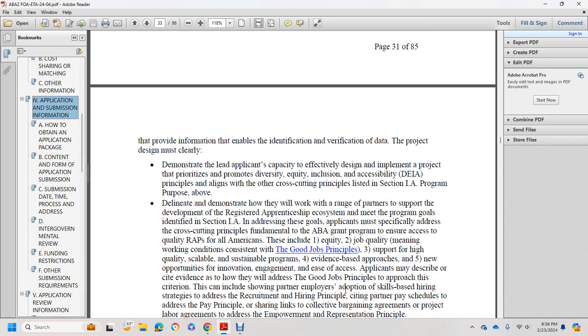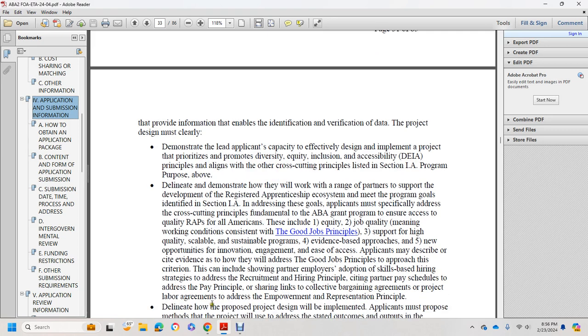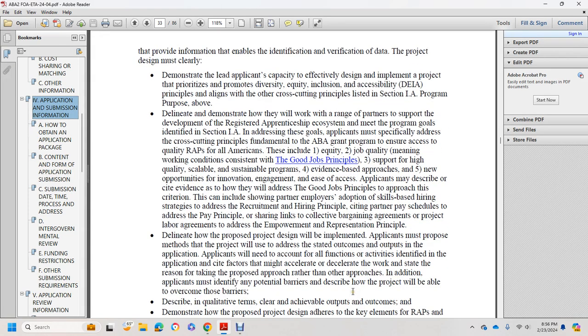This includes showing partner employers adopting skills-based hiring strategies for the recruitment and hiring principle, sharing pay schedules to address the pay principle, and sharing collective bargaining agreements to protect labor agreements for the empowerment and representation principle. Delineate how the proposed project design will be implemented, and the application should propose the method of the project which will be used to achieve the outcomes and outputs for the application.